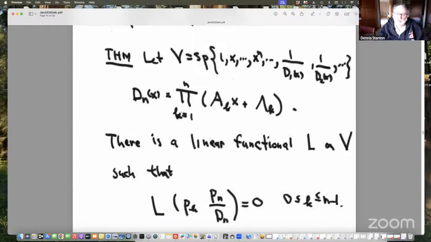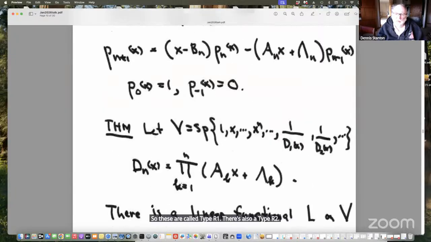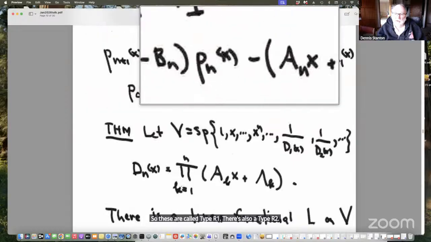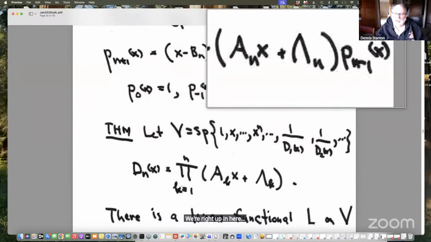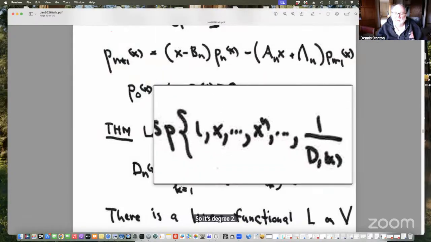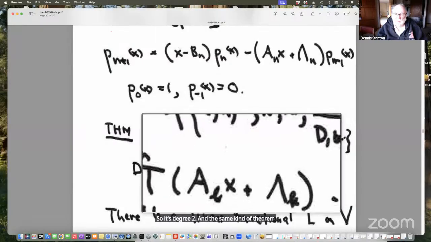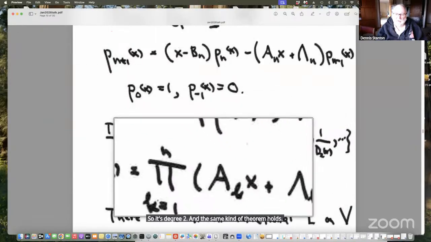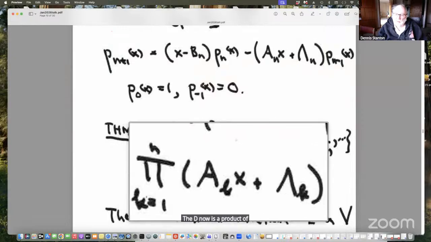So these are called type R1. There's also a type R2, where right up in here, it's a quadratic polynomial in x. So it's degree 2. And the same kind of theorem holds. The d_n now is a product of quadratic polynomials.